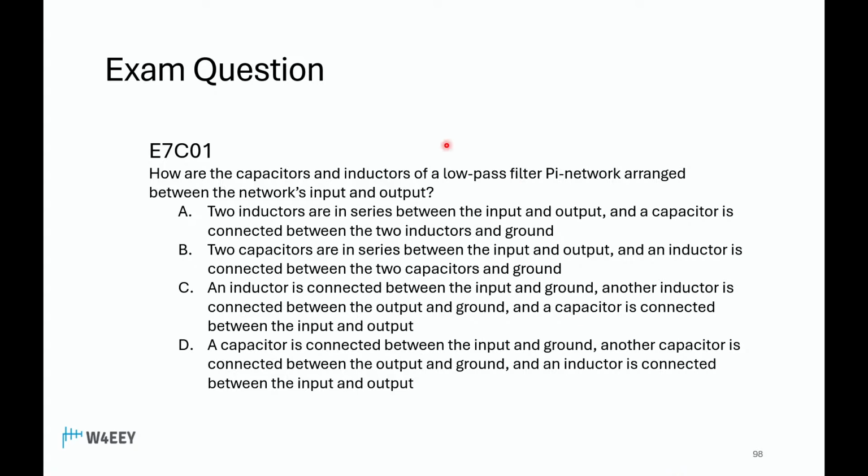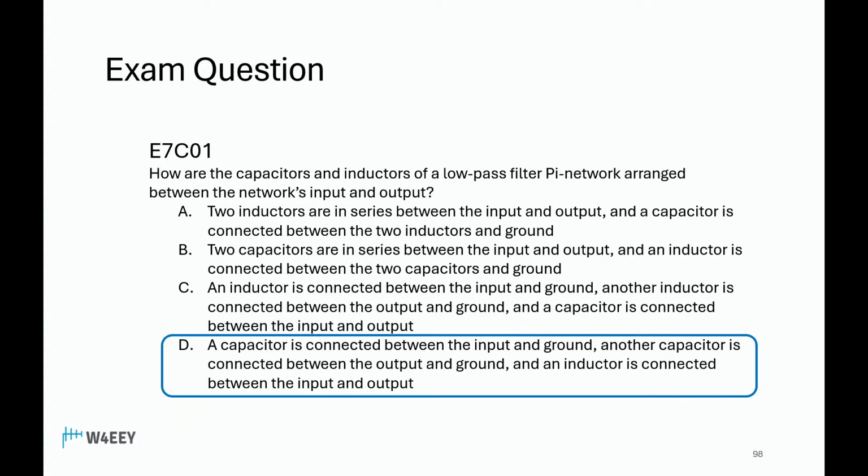How are the capacitors and inductors of a low-pass filter pi network arranged between the network's input and output? All kinds of confusing words, but if you kind of picture in your head what they're talking about in the question, the answer hopefully will jump out at you. Alpha? Delta. No, it is delta. Capacitor connected between the input and ground, another capacitor between the output and ground, and then they put the pass element at the end of the answer. An inductor is connected between the input and output, making it a low-pass filter.